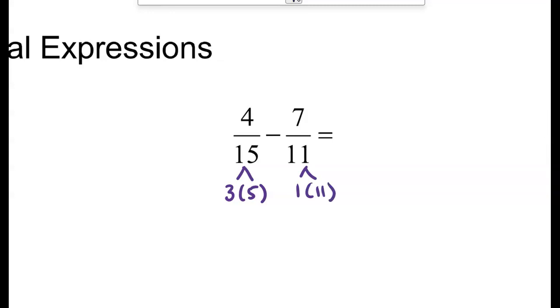Is there anything in common? So this time you have to do what? This time you have to multiply everything together. So this time my least common denominator is going to be 3 times 5 times 11, or 15 times 11, which is going to be... Does anyone know what that is?